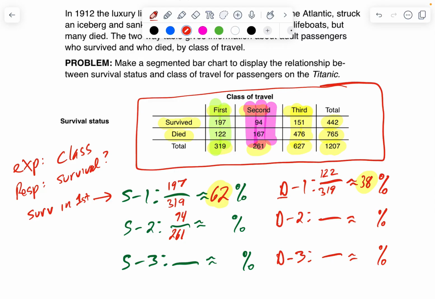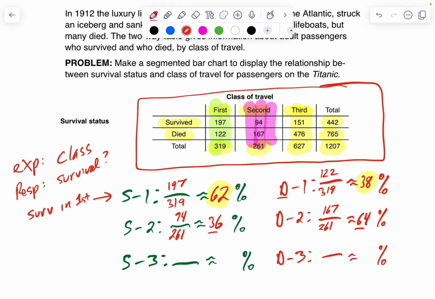In second class, there were 261 people that had second class tickets. 94 of those individuals happened to survive. So that's a survival rate of 36%. The death rate was 167 deaths out of those 261 people, which has got to be 64%, because the two percentages have to add to 100, because everyone in second class either survived or died.